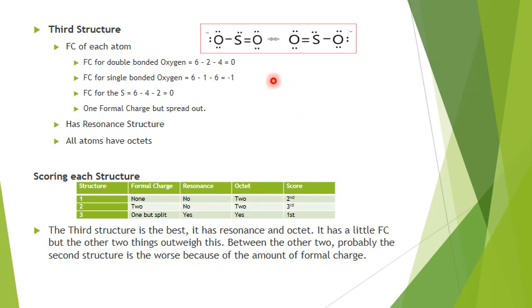Okay, let's look at the third structure, which is our resonance structure. For this structure, there are 2 oxygens, a double bonded and a single bonded. The double bonded one is going to have 6 minus 2 minus 4, which is 0. And the charged oxygen is going to have 6 minus 1 minus 6 equals minus 1. And so it has 2 formal charges of -1.